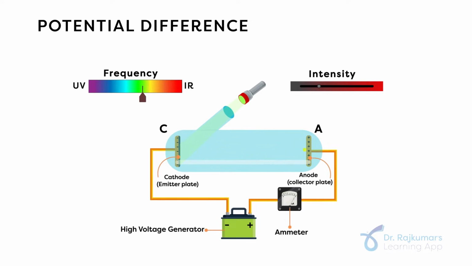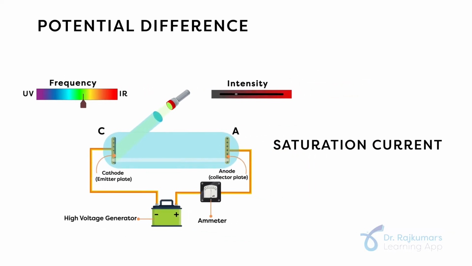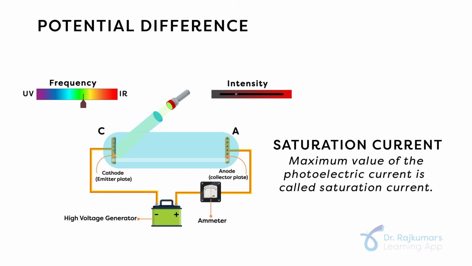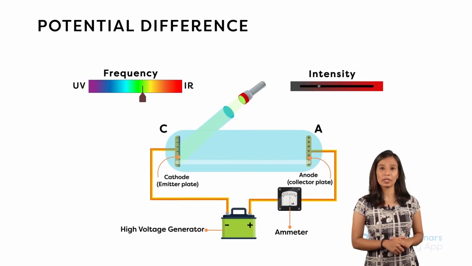increase in the photocurrent. All the electrons that were present in the emitter were collected by the collector. So this point where there were no more electrons coming out from the emitter plate and the photocurrent was constant is called the saturation current. We can now define the saturation current as the maximum photocurrent of that setup. So here what I did was I gave a positive potential to my collector plate A.